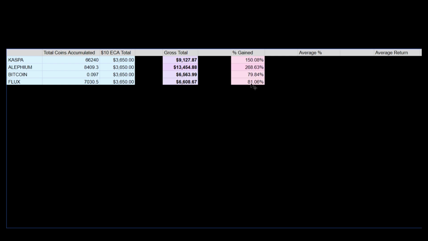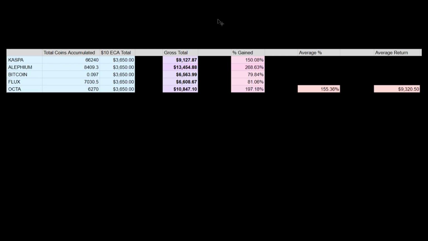And that one outperformed Bitcoin just slightly, sitting at about 81% or $6,608. And then lastly, for the proof of work category, we've got Octa, which actually did really well. Now, I don't know if this is on a lot of people's radar, but it has been on mine. It does have a very good looking chart. And so far, this one did pretty good. Not quite as good as Alephium, but we're looking at $10,847 or a gain of about 200%.